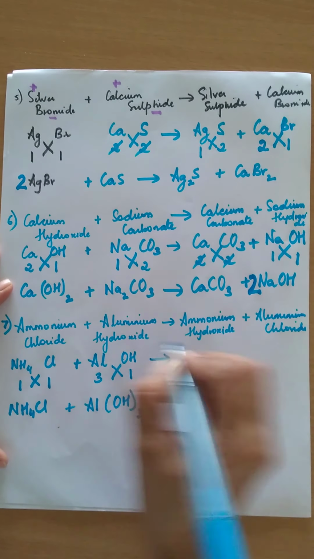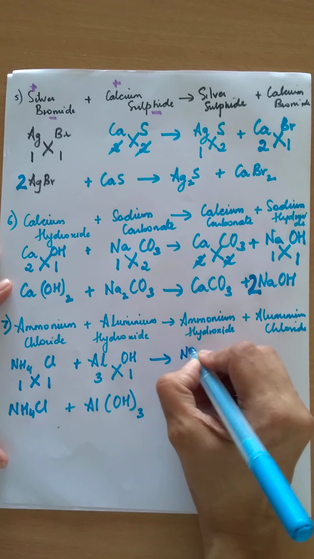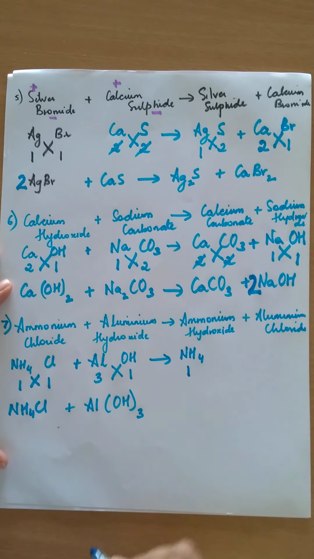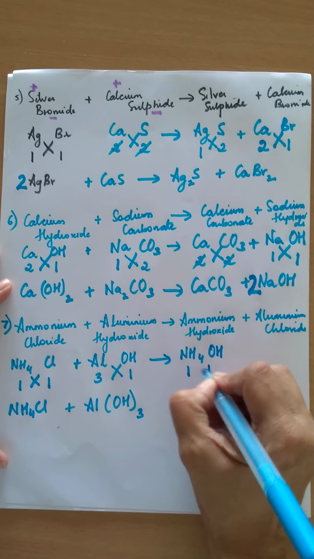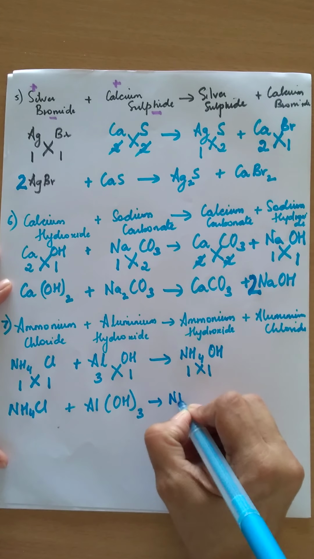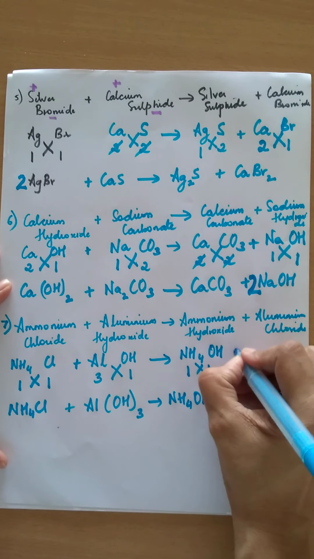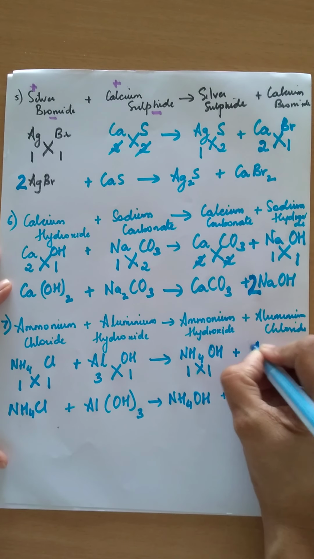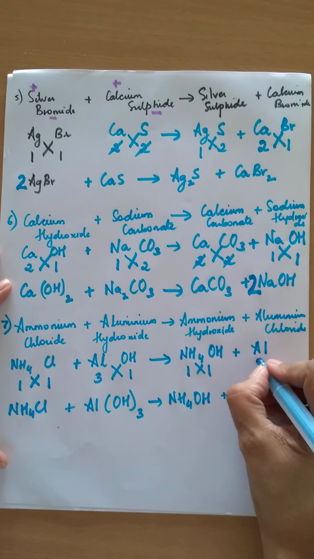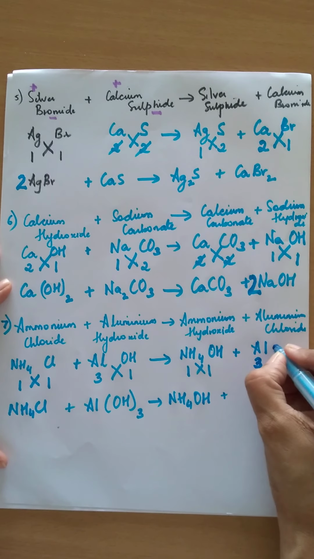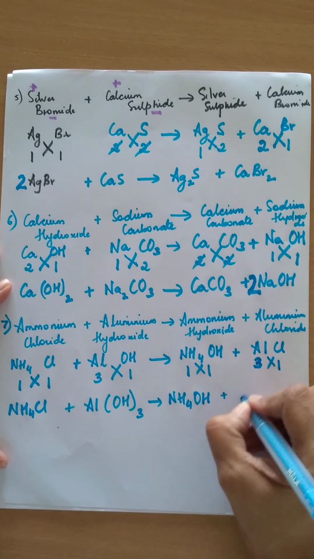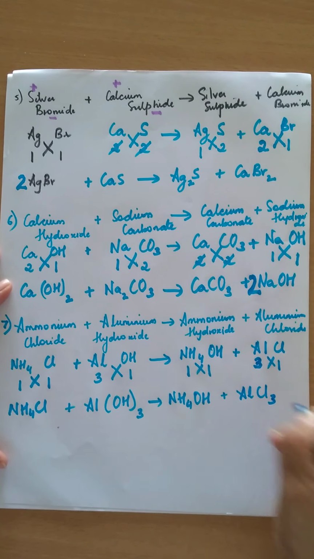Gives, now you interchange them. So ammonium, that's NH4, 1. Hydroxide OH, 1, you get NH4OH. So since it is 1, you don't even have to put it in the bracket. Plus aluminium, valency of aluminium is 3. Chloride is 1. So after you cross multiply, you get AlCl3.